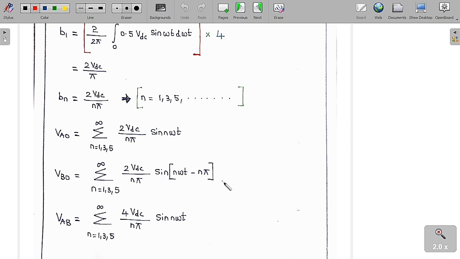Because it is delayed by pi, therefore minus n pi. So if you want VAB, it is VA0 minus VB0. If you do the simplification, finally we are going to get sigma n equal to 1, 3, 5 up to infinity, 4 VDC by n pi sin of n omega t. This is the thing that we are going to get finally. These are the expressions of VA0, VB0 and VAB.